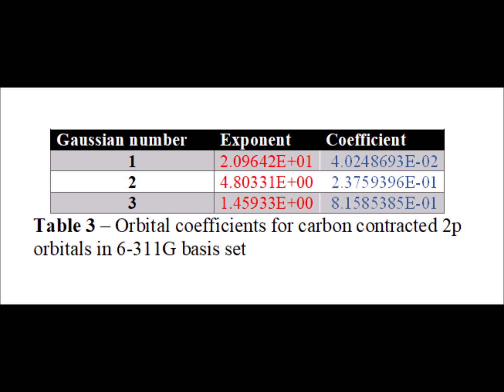Here in Table 3, we have the exponents for the 2p orbitals, the ones that are formed from a linear combination of three Gaussians, showing the exponents, which are exactly the same exponents as we used for the same function for 2s, but showing now the different coefficients that were optimized for the 2p orbital.